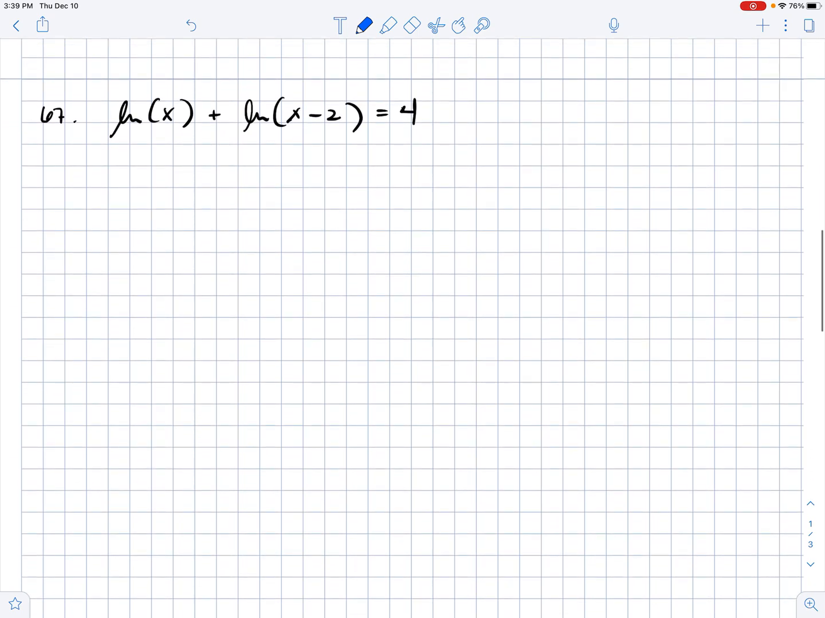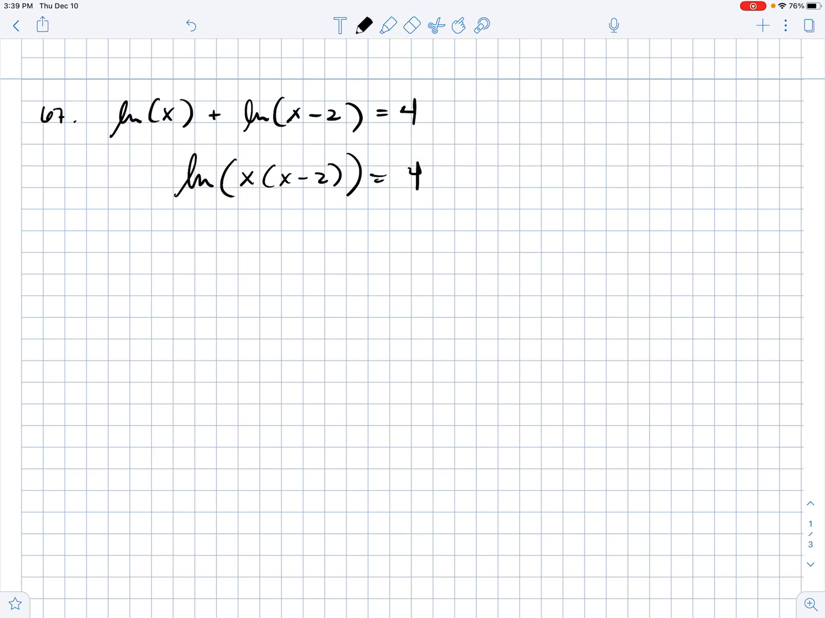Okay, so then you also asked about number 67. Same kind of thought process as the previous problem, where I have a constant in this equation, so the one-to-one property is not going to work. Let's think about rewriting the left-hand side as a single logarithm. Both of those logarithms on the left are log base e, right? We're writing them as natural log. So I can use the product property for logarithms to write the left-hand side as ln of x times (x minus 2).